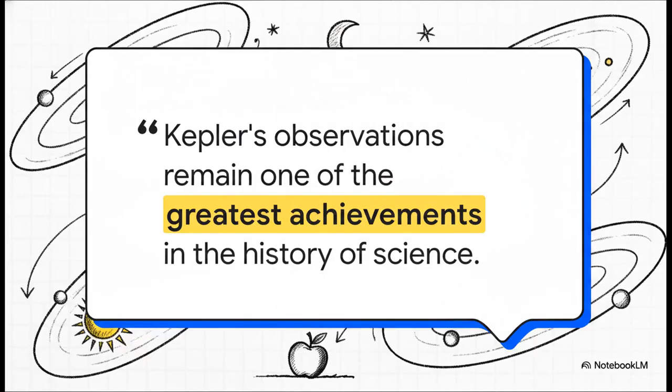It's often said that Kepler's observations remain one of the greatest achievements in the history of science, because what Kepler essentially did was map out how the planets move. He didn't know exactly why they move that way. That actually required Isaac Newton to come along a bit later and explain it all fundamentally with gravity. But Newton absolutely couldn't have mathematically explained gravity without Kepler laying down these brilliant tracks first.